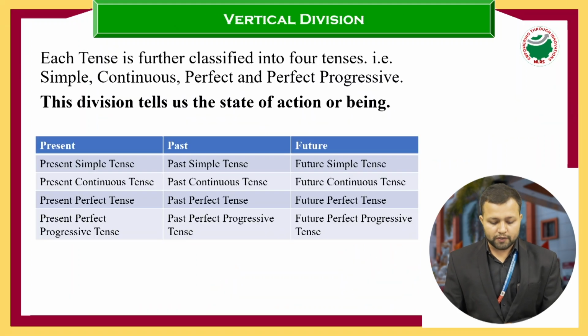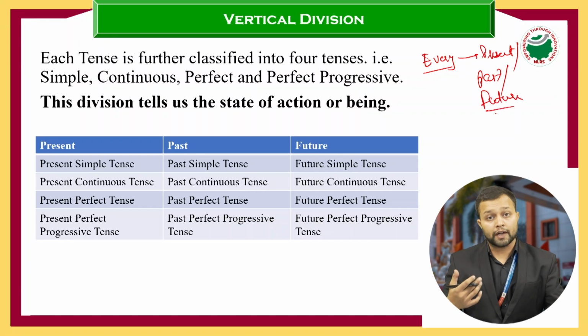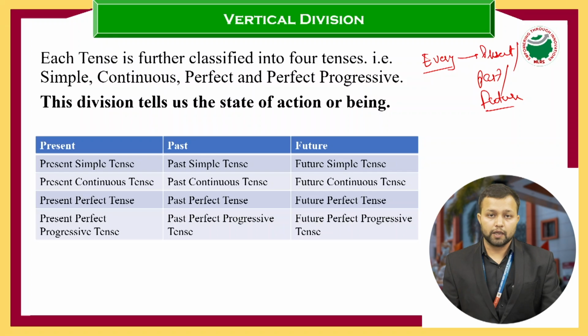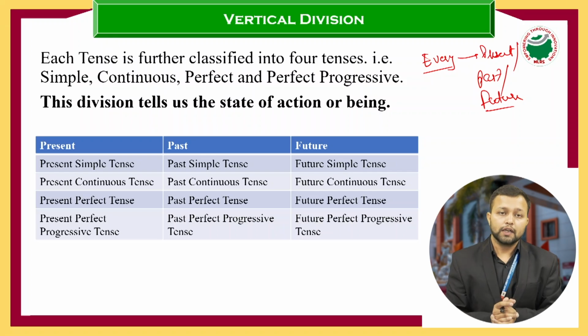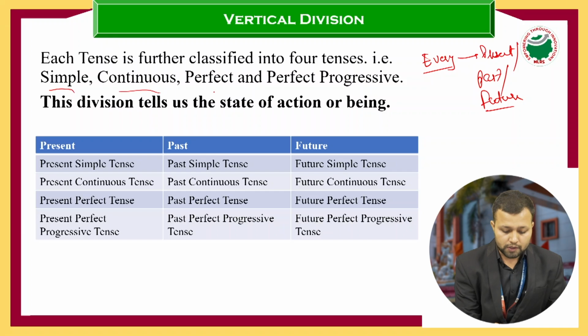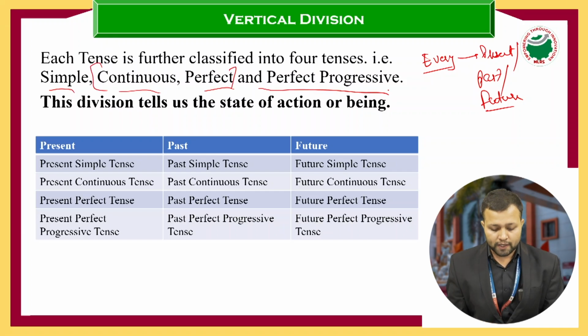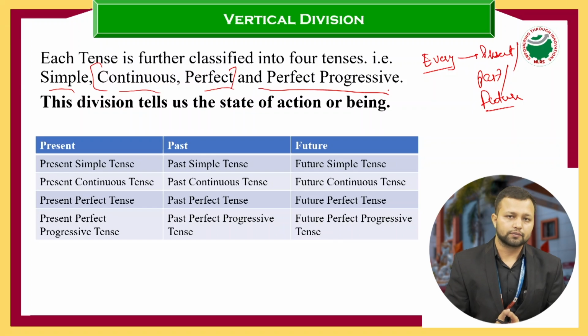Moving on to vertical division. So every tense that we have read up to now in horizontal division, that is present, past, or future, every tense is further divided into four subtypes. That is vertical division of the tenses. And those four types are simple, continuous, perfect, and a blend of continuous and perfect. That is perfect progressive or perfect continuous tense.